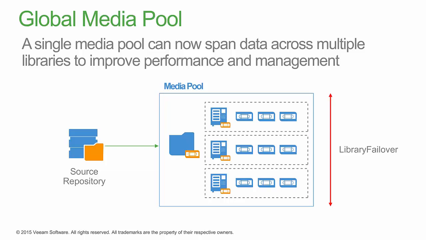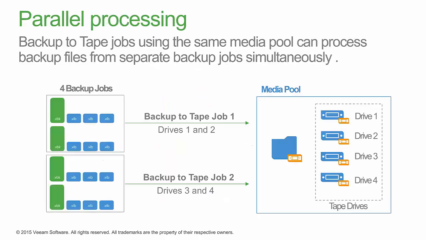Parallel processing, I like this feature. Parallel processing, again, it's enhancing our support for tape. We already support tape very well. Remember version 8 brought out the tape server? Well, with version 9 we've brought out parallel processing. So what this means, as it says here, tape jobs using the same media pool can process backup files from separate backup jobs at the same time. That's new with version 9, so in plain English, it enables your backup to tape jobs to run more quickly.